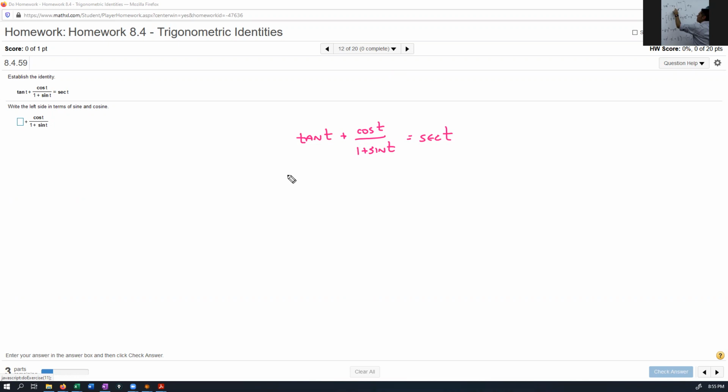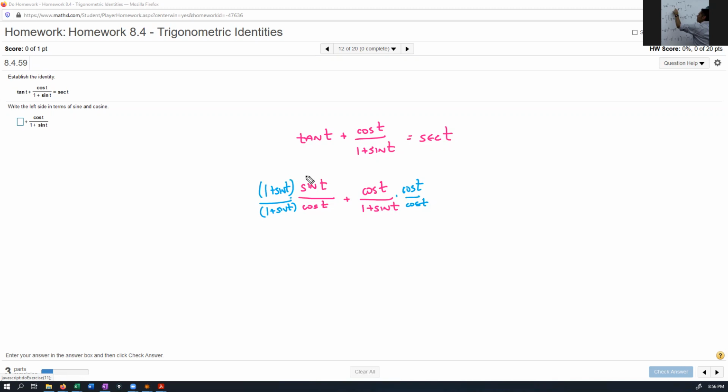Let's rewrite tangent as sine over cosine here on the left side. Okay, and then let's get a common denominator. So let's multiply the left side by 1 plus sine t over 1 plus sine t. Let's multiply the right side by cosine t over cosine t. And let's see what happens.